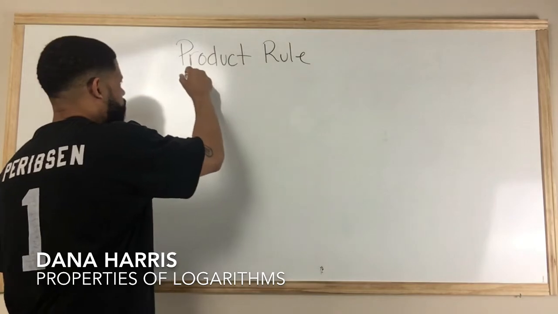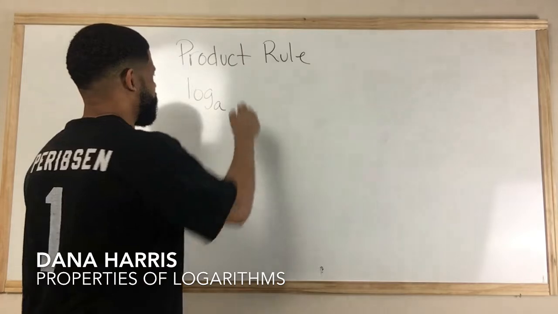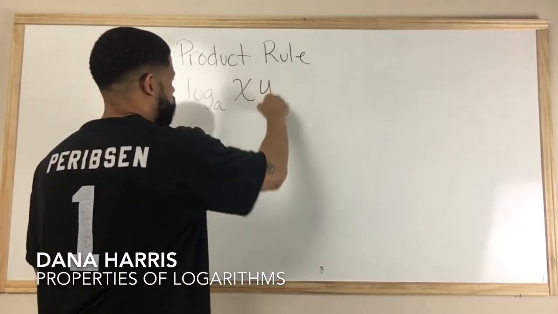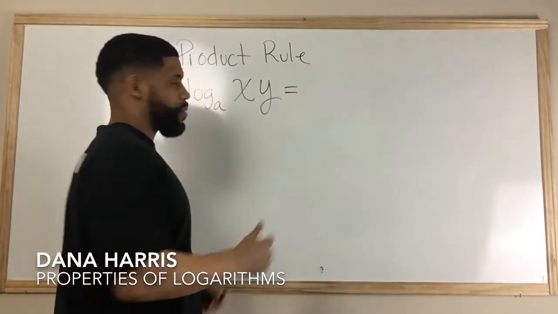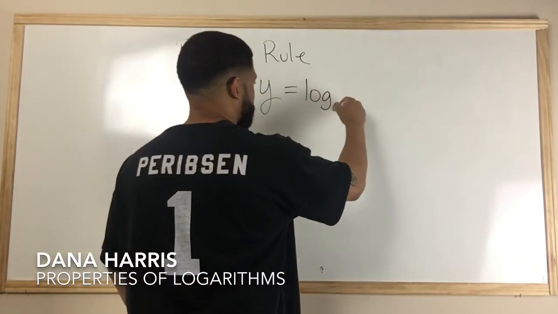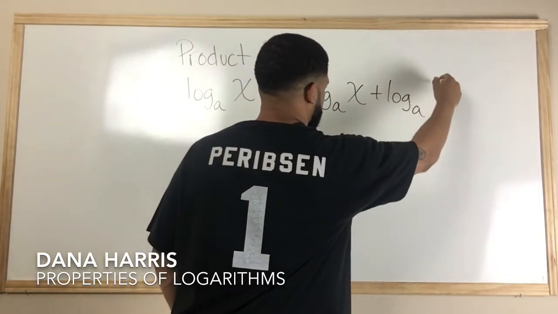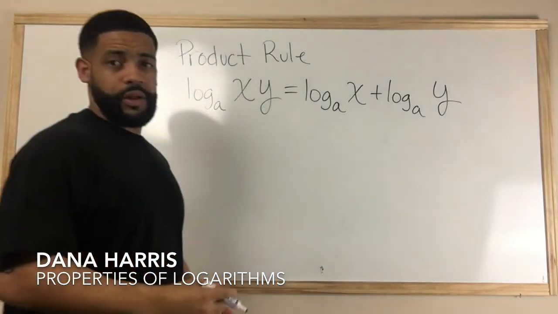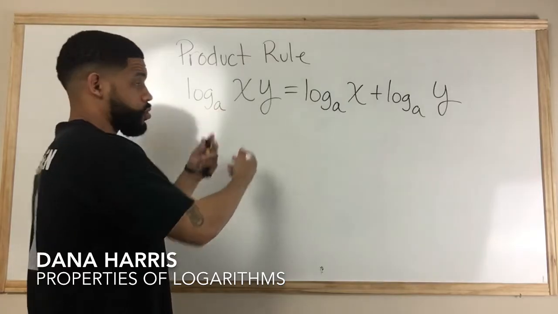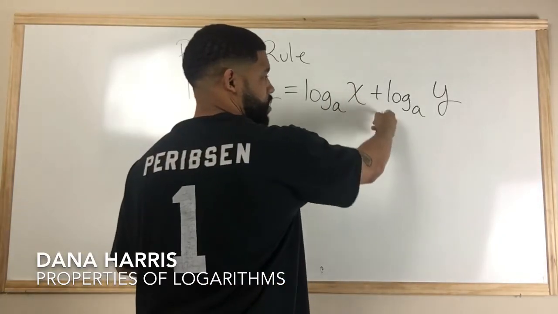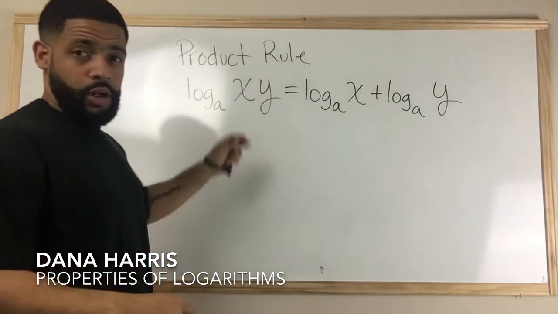So if I have the log base A of, we're going to use a variable, x, y. Okay? So x times y. I can expand that by saying the log base A of x plus the log base A of y, okay? And we can go from the expanded version to the contracted version as well. So if I have the log base A of x plus the log base A of y, I can contract that and make it one log, okay?